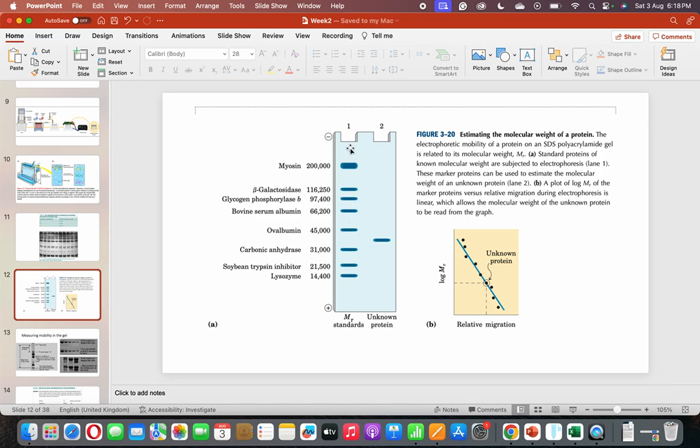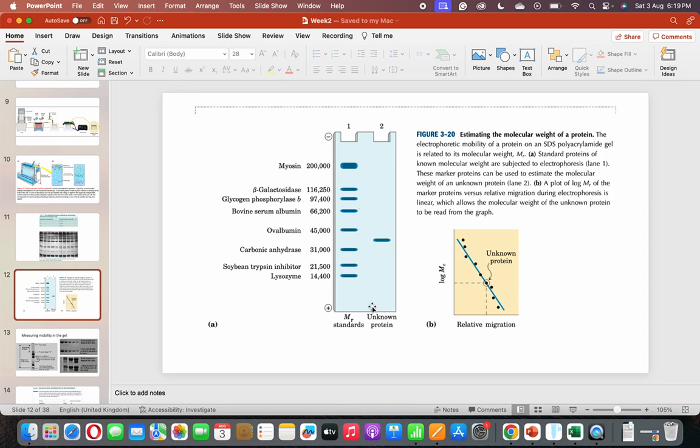Because we know the weights of this standard mixture, we can estimate the weight of any unknown protein band that we get in the solution. For example, we have run some unknown protein and its band has come between 45 and 31 kilodaltons. So just by looking at the gel, you have a rough estimate of the size of this protein. But we can do a more exact measurement by plotting a graph.